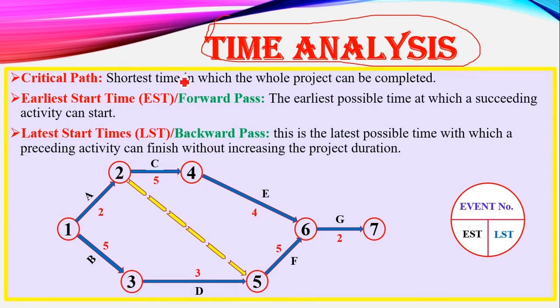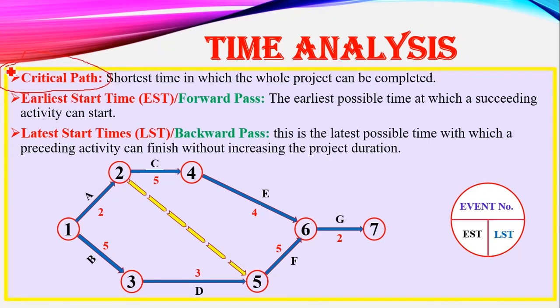And for us to understand time analysis, we need also to introduce some concepts. The first concept is the critical path. Critical path is used to mean the shortest time in which the whole project can be completed. For example, if you're building a house, the shortest time it can take you to complete building that house, that is what you're calling the critical path.